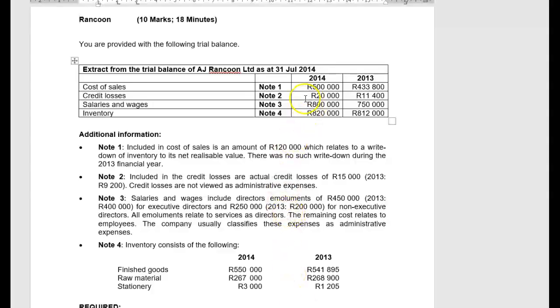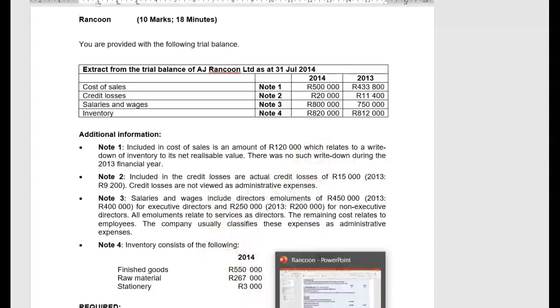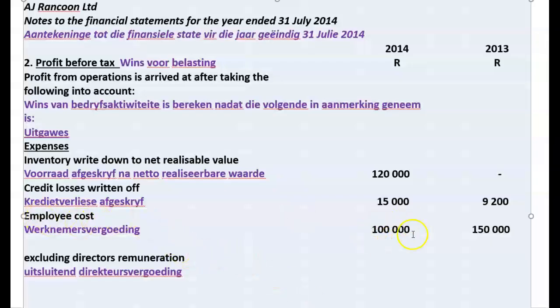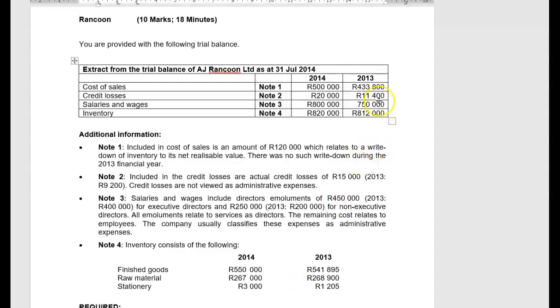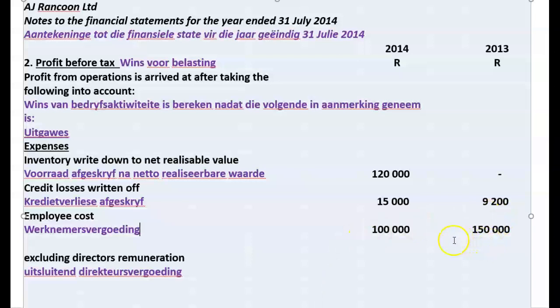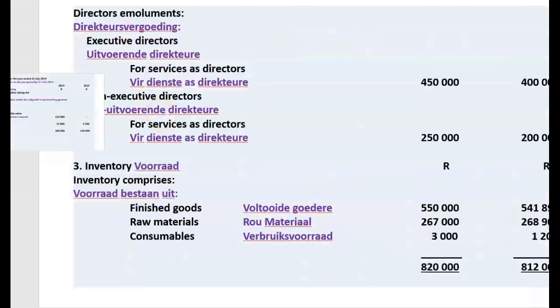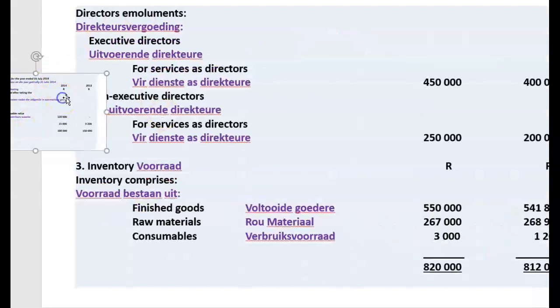So if the total was 800,000, less 400,000 plus 450,000, sorry, plus 250,000, that is for directors' emoluments. So the remaining amount will be for our employee cost, which would be 100,000. Lastly, you're going to do the same computation. You're going to take the 750 less the 400 less the 200, and the remaining amount will be employee cost. Then directors' emoluments.